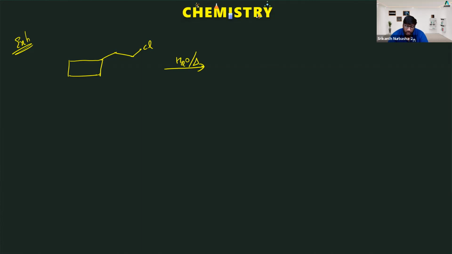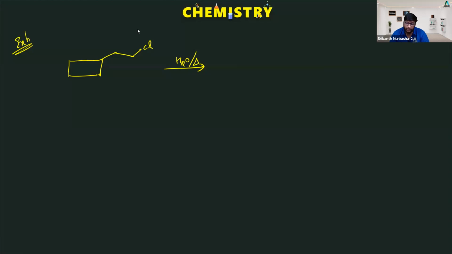A 4-member ring with CH2, CH2Cl treated with H2O in the presence of heating. So first, what type of alkyl halide? Primary alkyl halide. Yes or no? In CH2Cl, the carbon connected to the halogen is connected to only one other alkyl group, so it's a primary alkyl halide. So there is no tendency to undergo E1 or E2. Both E1 and E2 have lesser rate for primary alkyl halides.